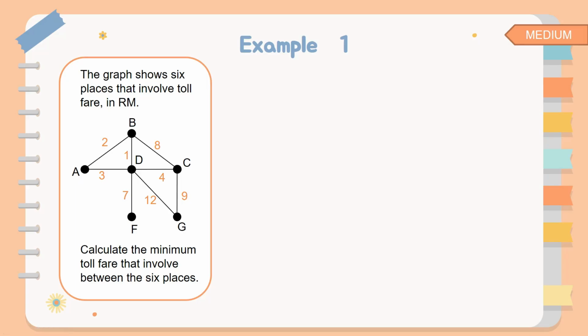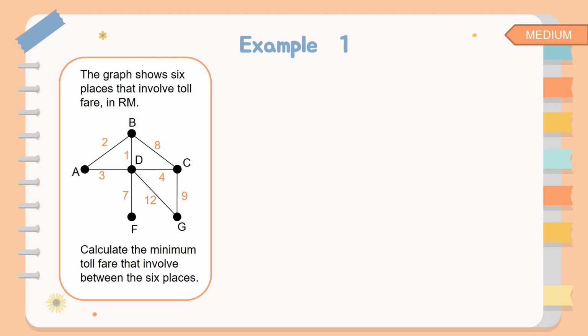Example 1. This is a kind of question that usually appears in many kinds of questions. Like before, in our quiz, there was a question in this form too, which is calculate the minimum toll fare, or calculate the shortest time, calculate the cheapest flight, economical flight. That kind of question usually appears in exams. I don't know what question will be asked in the exam because I haven't seen the question yet, but this is one of the examples, the form that usually comes out.